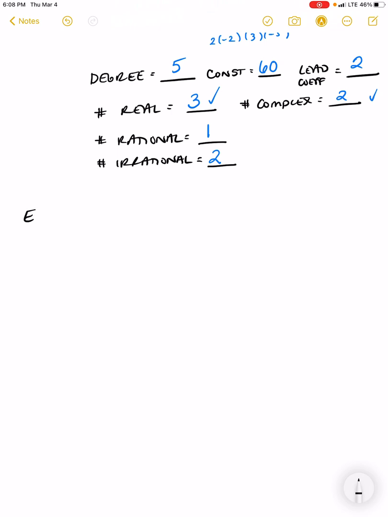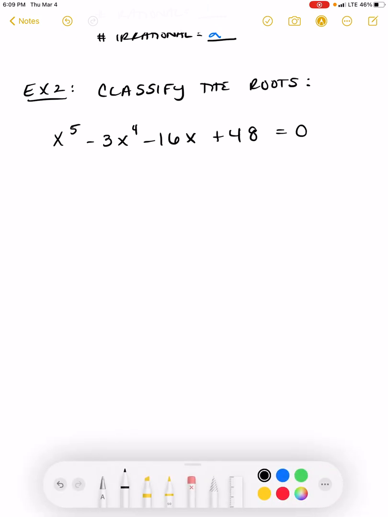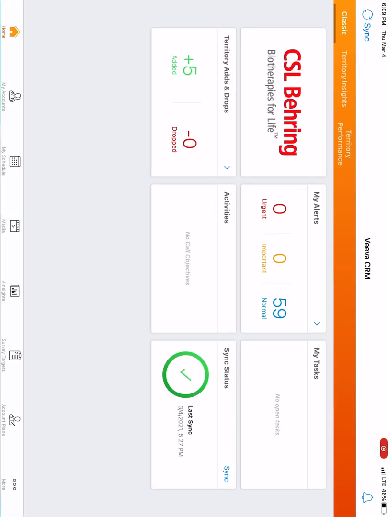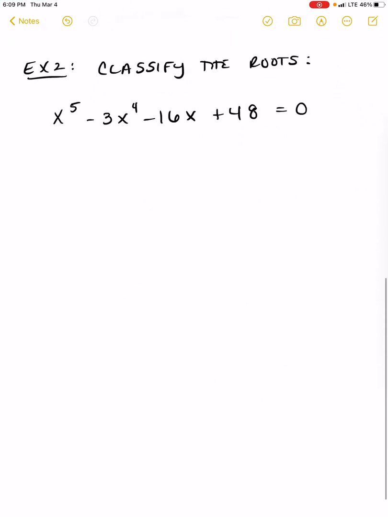All right, example 2. So what if we're not given a polynomial in factored form? Say we need to classify the roots, or classify the zeros, right? This is the same word. x to the 5th minus 3x to the 4th minus 16x plus 48 equals 0. So now, unfortunately, we need to factor this because it was not already given to us in factored form.